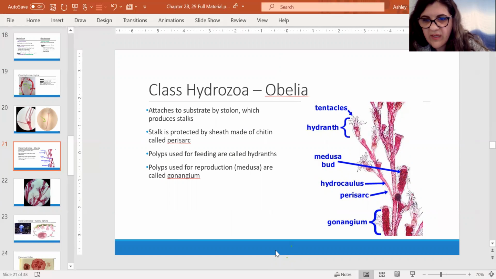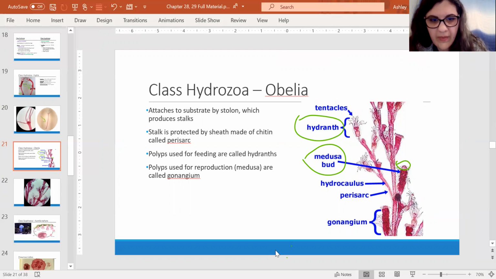So you have first a polyp stage, which is stationary, and then different buds. And so these buds coming off of the stalk, one forms medusas, which is right here, and you can see the bell top on the topmost portion there, and then you have the hydranth, which is right here, and that's for feeding. And so hydranths are for feeding, and the reproduction ones are medusas.